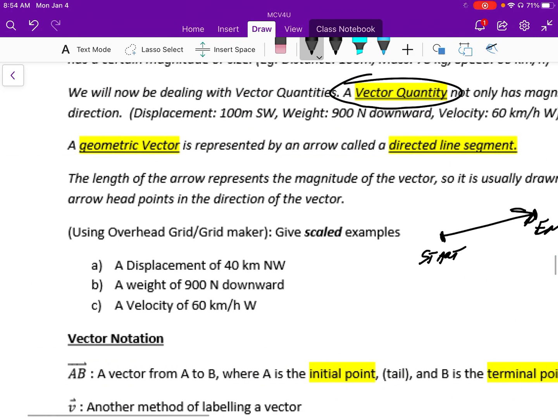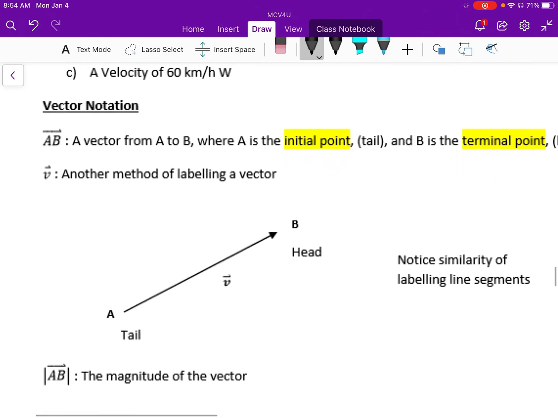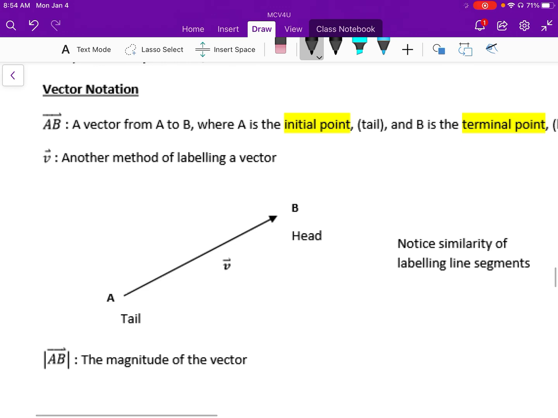A weight of 900 newtons downward is again pretty simple. We could figure out a scale, maybe by hundreds, and go 9 units down. Velocity, again 60. I did velocity instead of displacement before, but that's fine. You've got your velocity of 60 kilometers per hour west. It always has that direction. That's how we take note of our vectors.